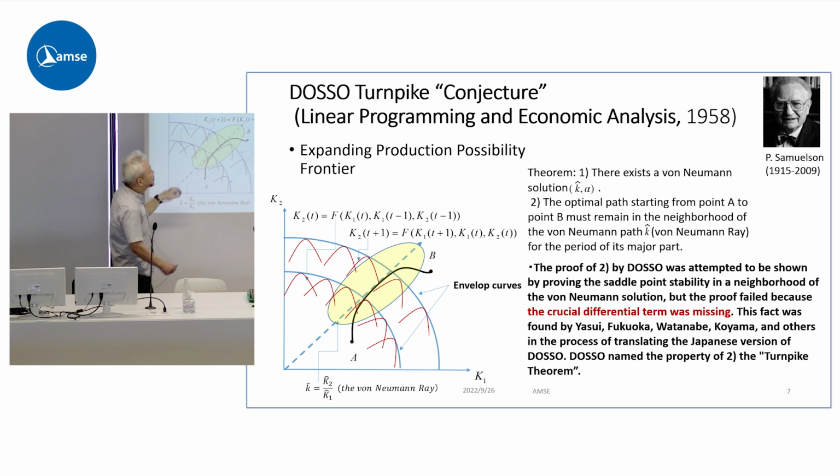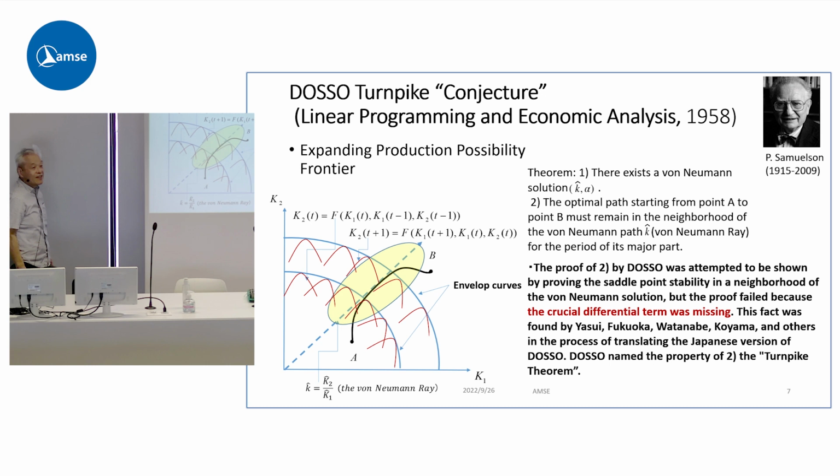There is some relation between K2 and K1, so we can draw this kind of graph. Then if you assign other values to these two variables, you can draw this kind of diagram, and repeat that as many times as you like. Then we can finally draw this kind of envelope curve. They call that the production possibility frontier, an expanding production possibility frontier. You can do a similar thing like this and like this. This model is expanding forever.